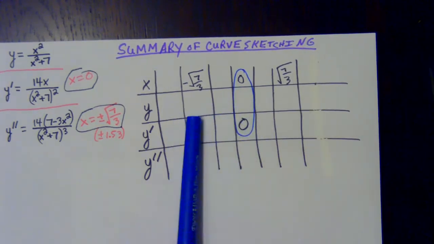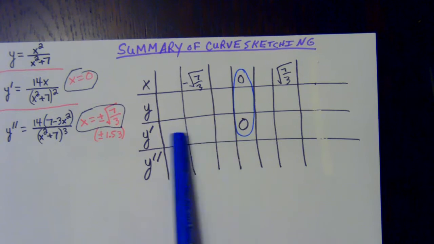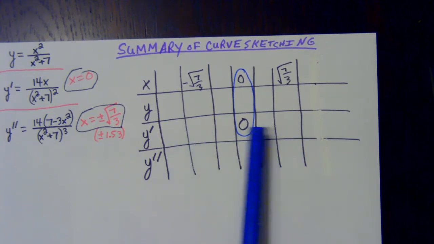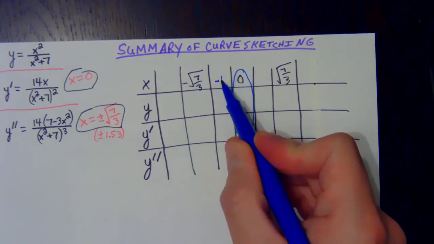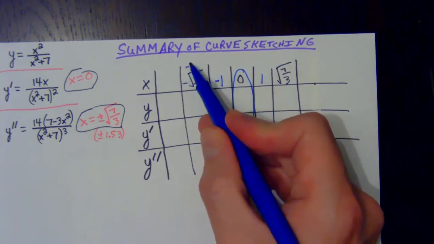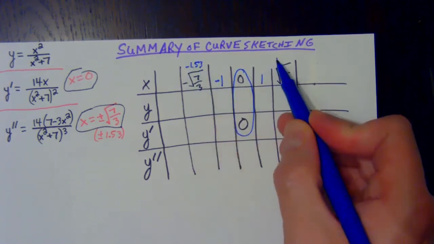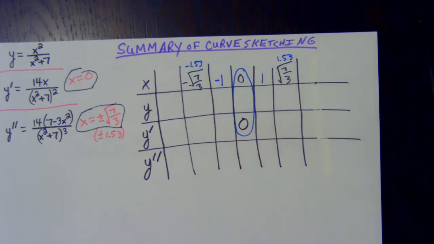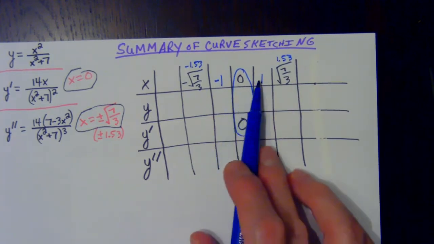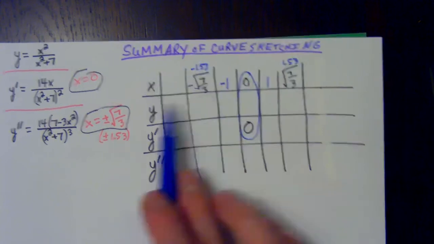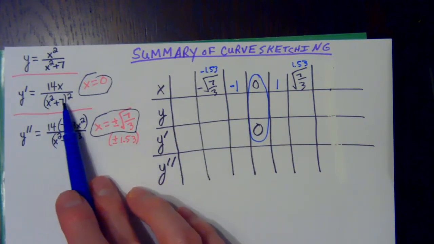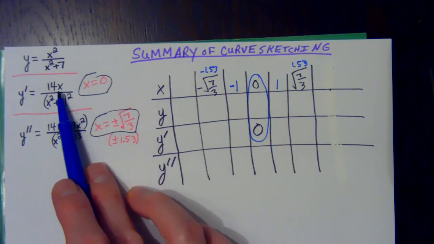So I just need something over here, right? Notice I don't have any zeros or undefined to the rest of it. So I just need to do a -1 and a positive 1. Remember, this is really -1.53, positive 1.53. So I just need to take both of those numbers, something to the left and to the right of 0, and plug them into the first derivative. That bottom is always being squared, so I really just got to plug into the top.